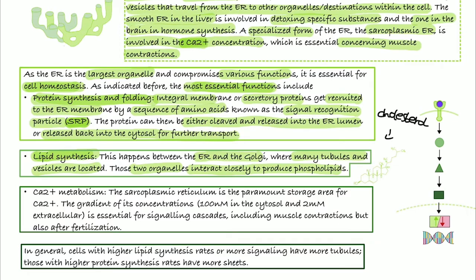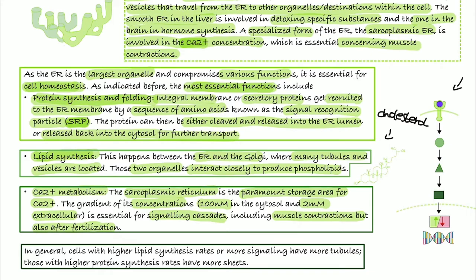Now, for calcium metabolism, we have the sarcoplasmic reticulum as indicated before, and this is the paramount storage area for calcium. There's a concentration gradient which ranges from 100 nanomolar in the cytosol to 2 millimolar extracellular, and this is essential for signaling cascades. For example, for muscle contractions, but also after fertilization. And here you see the typical scheme of signal transduction.